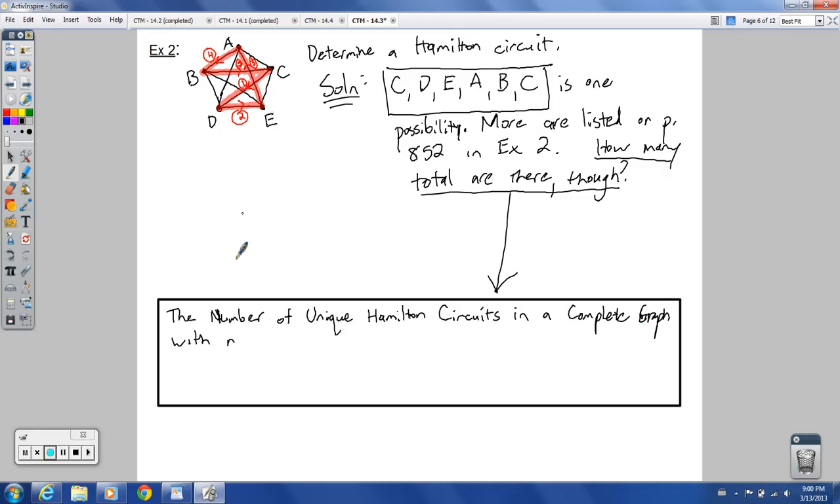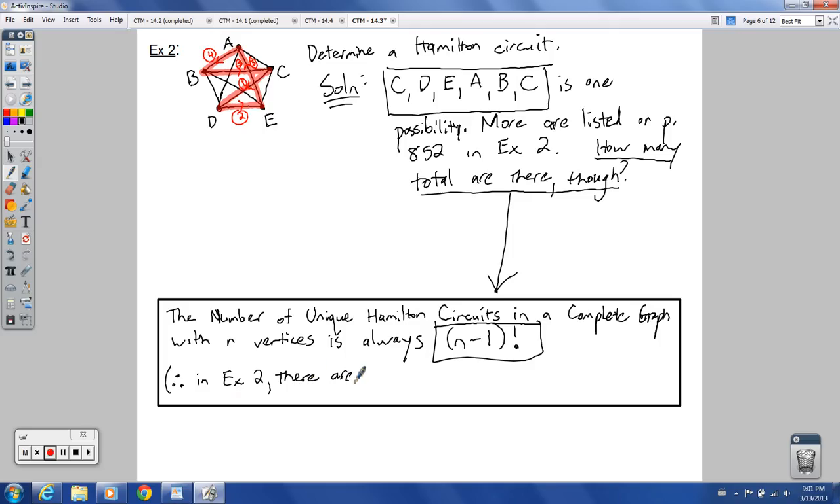With n vertices. So up here we had 5 vertices, a complete graph with 5 vertices. It's always (n minus 1) factorial. That's the big thing to know. We talked about factorials in our probability chapter, so we should remember what those mean. Here we have 5 minus 1 factorial, so I'm going to write down the answer to that question right here in example 2. There are 5 minus 1 factorial, which equals 4 factorial, which would be 24 possibilities.